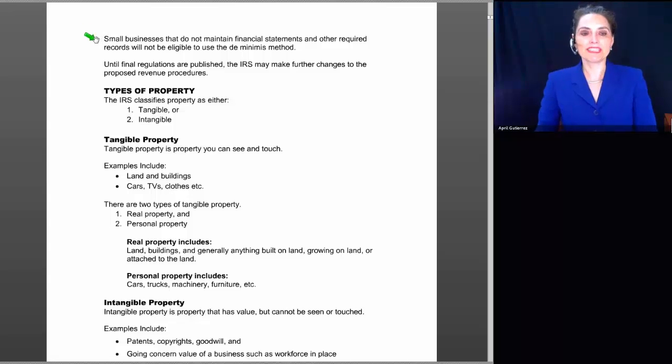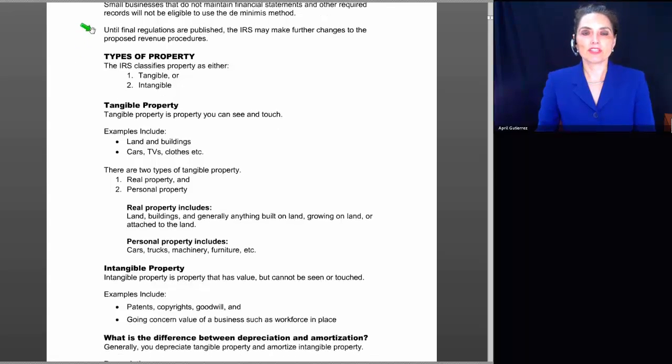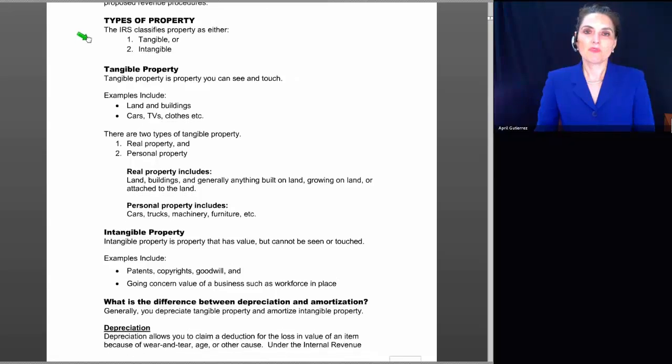So small businesses that do not maintain financial statements and other required records will not be eligible to use that de minimis method. And until the final regulations are published, IRS may make further changes to the proposed revenue procedures. So with that introduction, let's take a look at a couple of definitions that you really do need to understand.